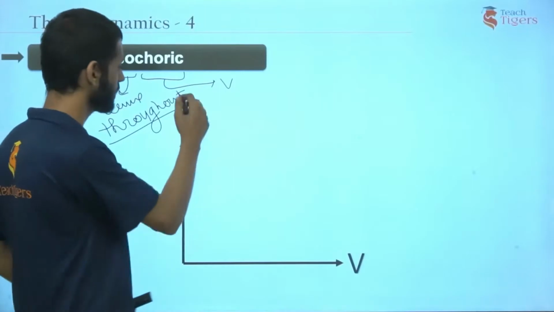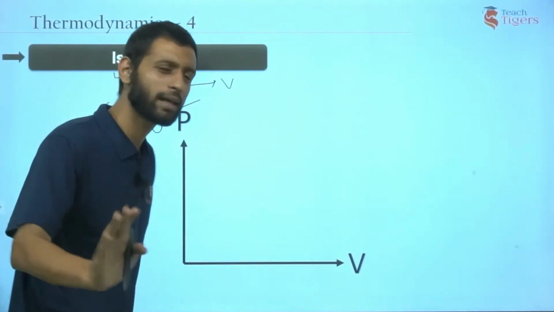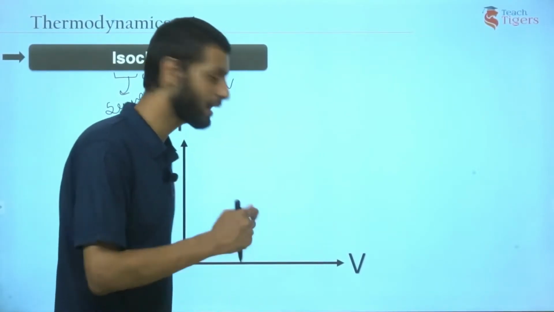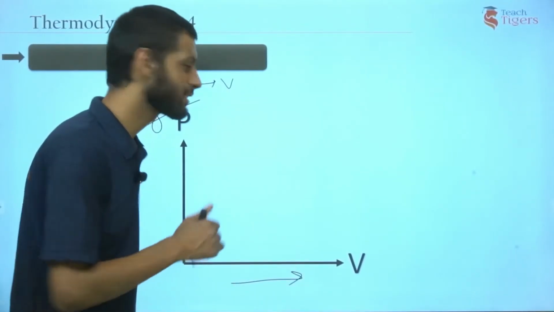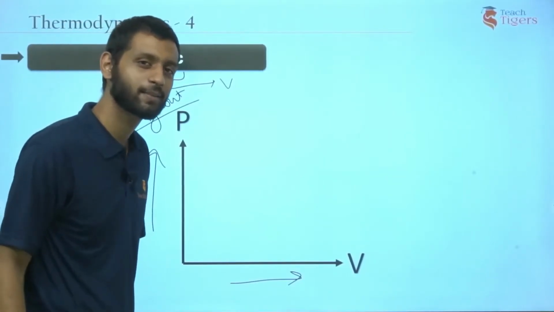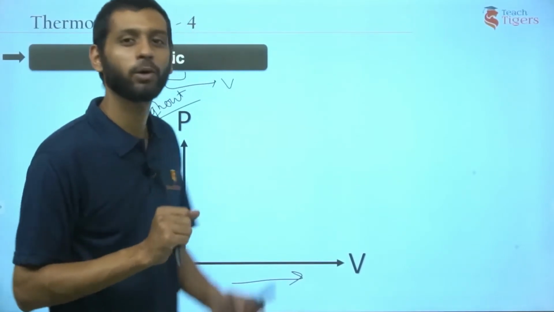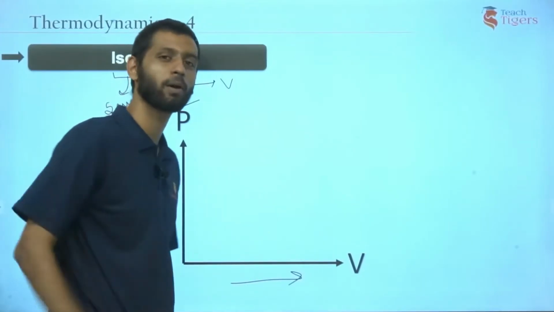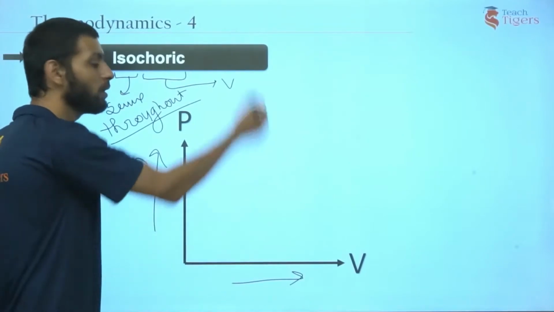This is my pressure axis. This is my volume axis. Simple math. If I move towards the right, my volume increases. If I move in this direction, my pressure increases. However, if I want to keep my volume constant, if I want to have an isochoric process, I can't go right because my volume increases. I can't go left because my volume decreases. I can only go up and down.